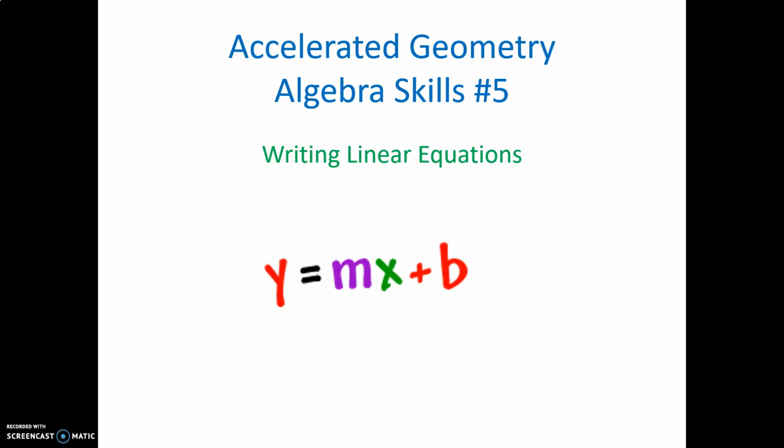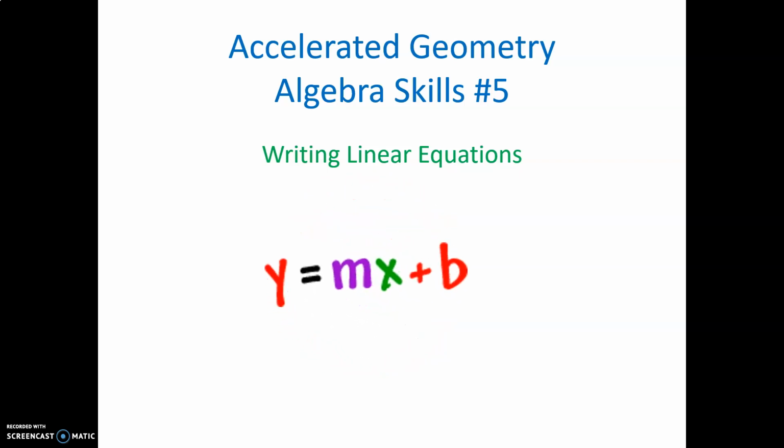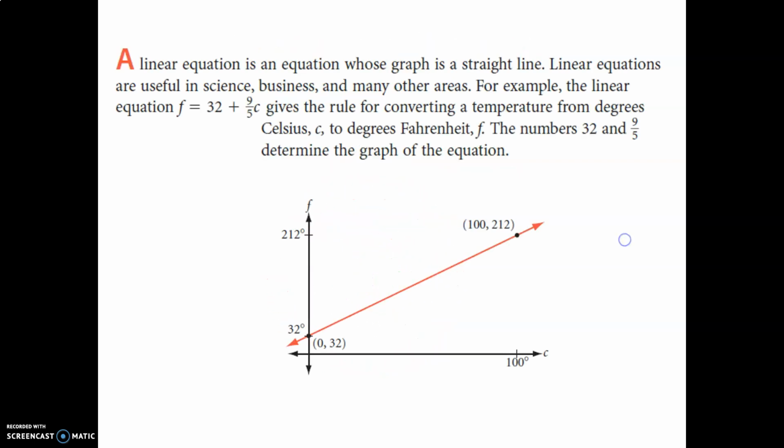This is our algebra skills review for chapter 5, and the topic this time is writing linear equations. So hopefully that y = mx + b brings back fond memories. It says a linear equation is an equation whose graph is a straight line. Linear equations are useful in science, business, and many other areas.